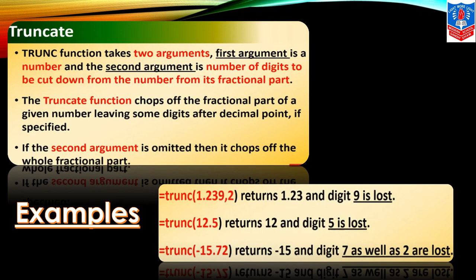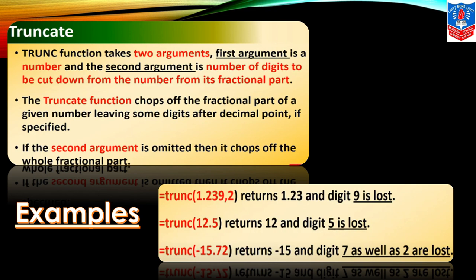Next is truncate, right children? Truncate means trunc, trunc function takes 2 arguments. First argument is a number and the second argument is a number of digits to be cut down from the number from its fractional part, right? Truncate fractional parts के digits को cut down करता है बच्चों, chop कर देता है.